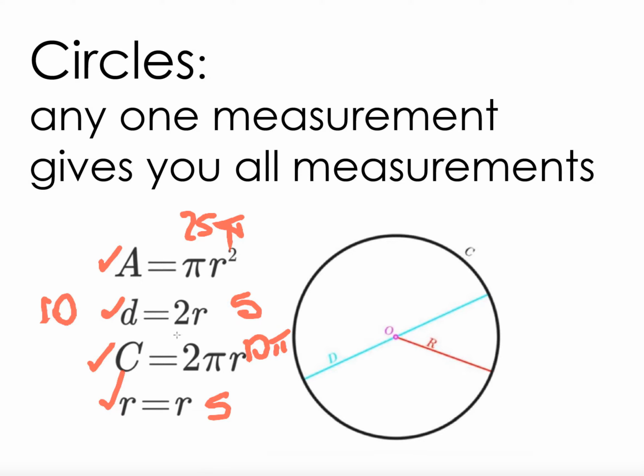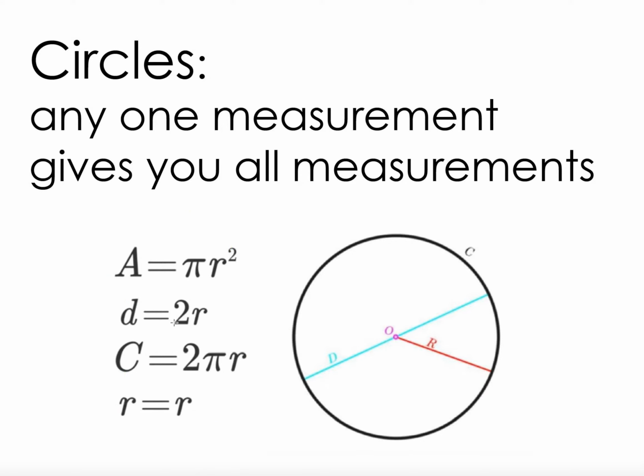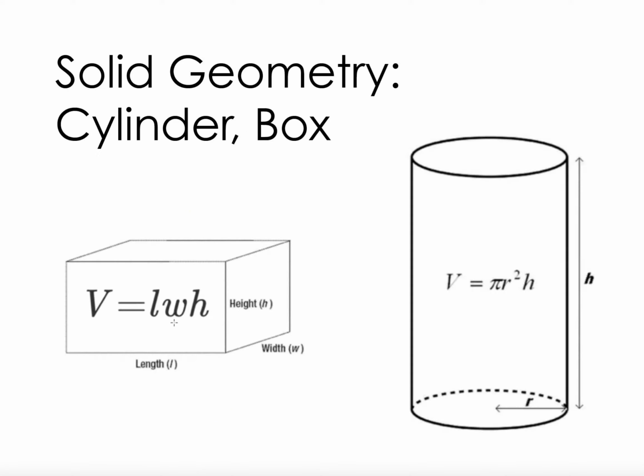So really, any one of these values gives you the others. And that leads us to some solid geometry formulas here. So the volume of a parallelogram is something that you have probably been learning since elementary school, but just in case you've forgotten, it's been a really long time. It's going to be the measurement of the length, the width, and the height of your parallelogram. You're going to multiply all those together, and you get your volume.